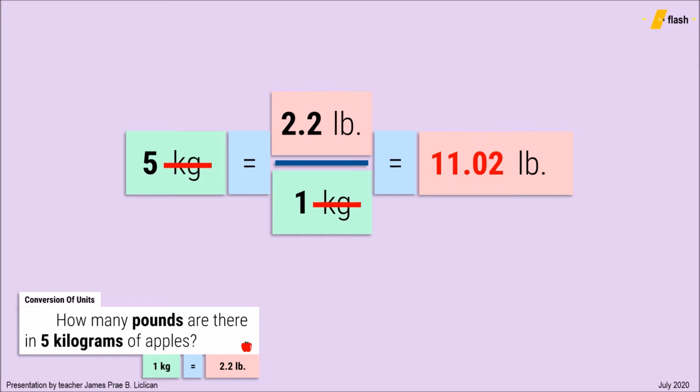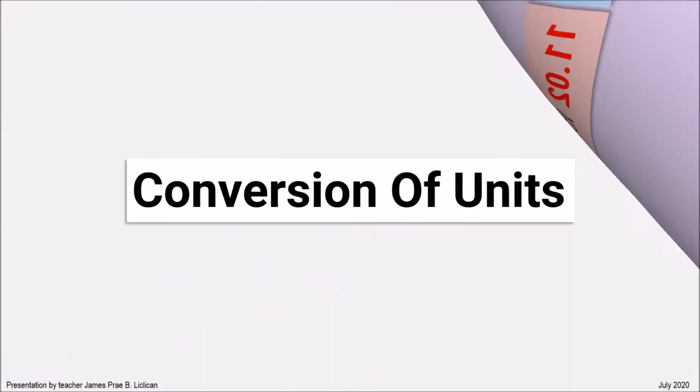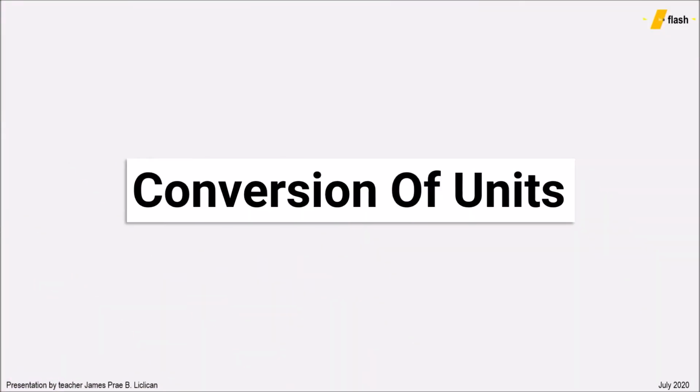Try to answer on your own before proceeding. Let's check. Apply the operations, that's 5 kilograms times 2.2 pounds. We will ignore the ones from the denominator and we will get the answer that is equal to 11.02 pounds. Okay, let's try another one.